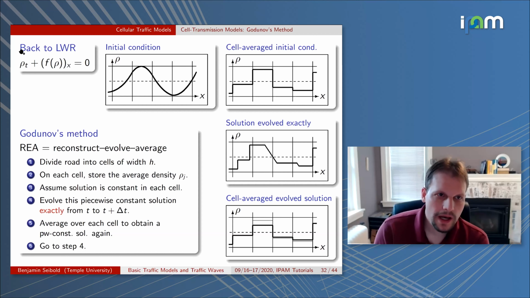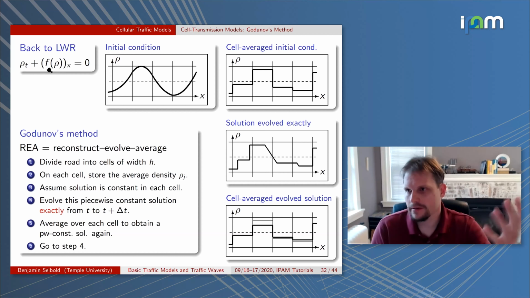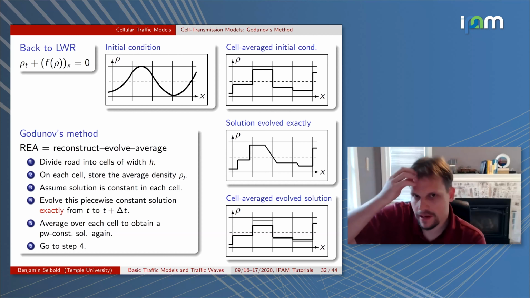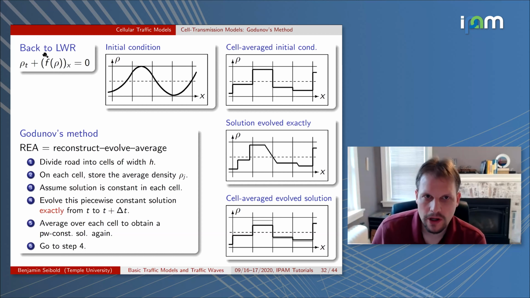So here's our LWR model. I now call the flux function F here. Again, that's mathematical notation, but it's the same flow rate fundamental diagram curve that we have. So we have a given model, and then the idea is as follows. You take a given initial condition, you chop your domain up into different cells of mesh size H here. And then I replace this smooth function by just averaging it over each cell.